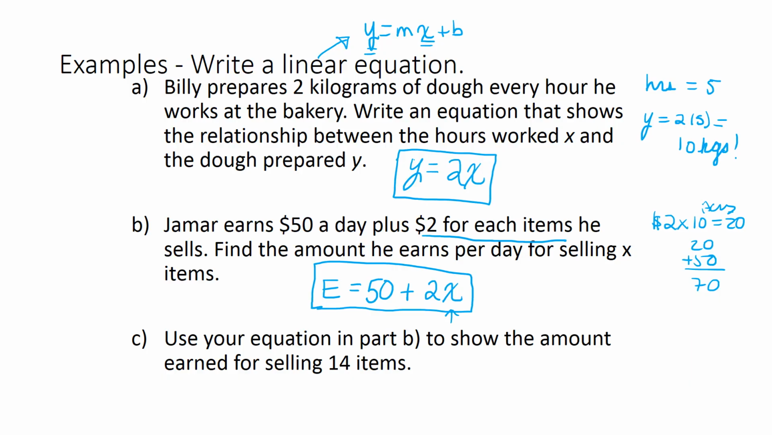Use your equation in part B to show the amount earned for selling 14 items. So the amount earned is $50 plus 2 for every 14 items. And of course you have to multiply first. So that's 28. So $78. All right, X is the number of items, so you just do 2 times 14.